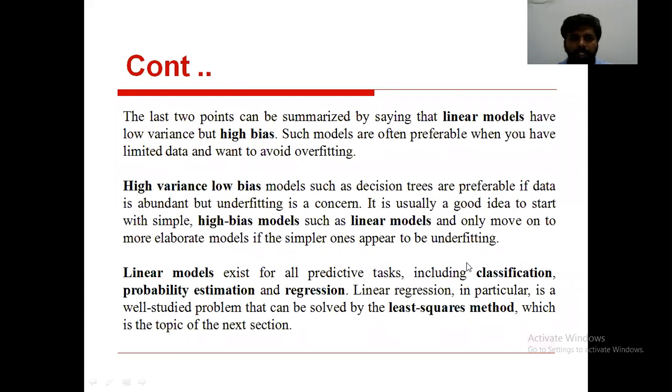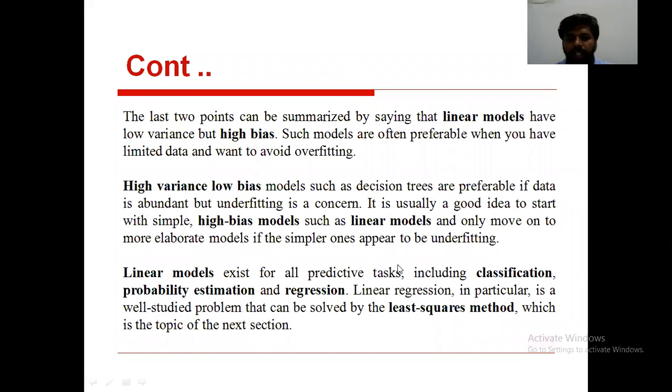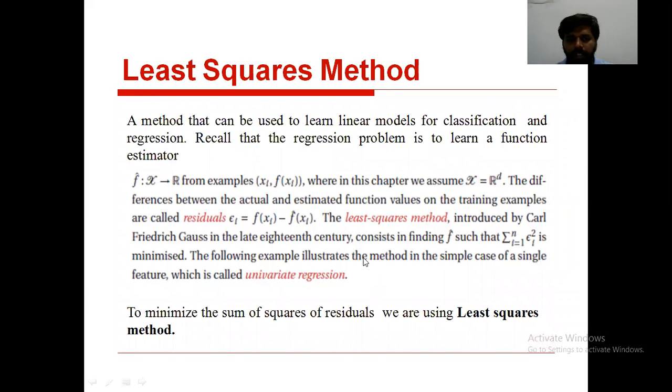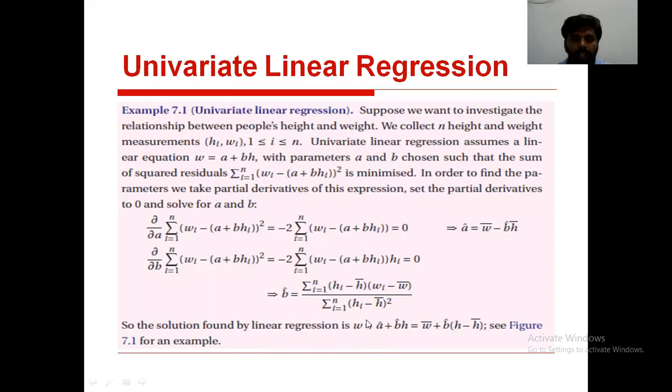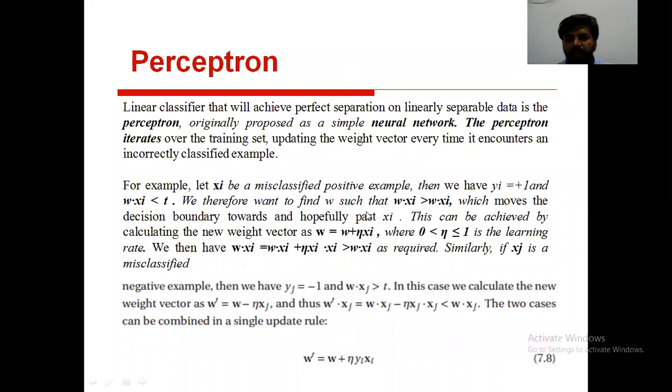So till now, what did we discuss? We discussed linear models. Under linear models, we calculate the residuals. These residuals are used in the least square method. The least square method minimizes the sum of squares of residuals, right? Under this, we discussed univariate linear regression, right? In my next video, I will explain the perceptron, right?